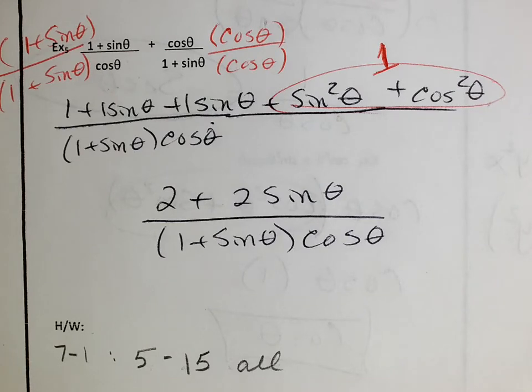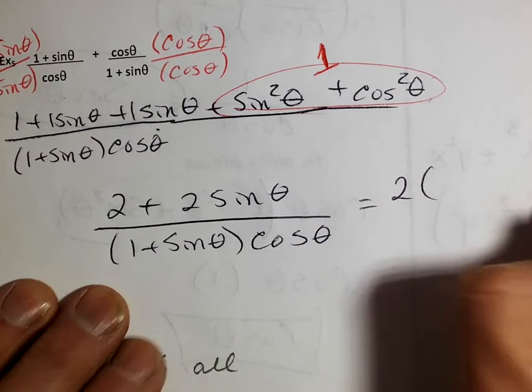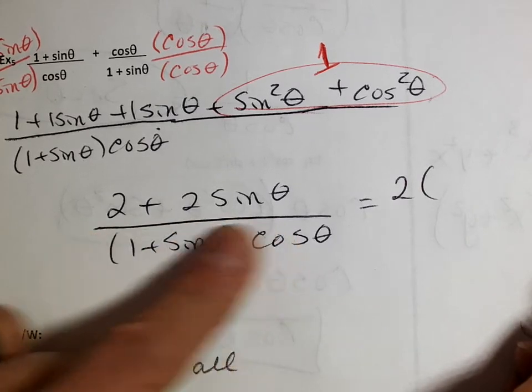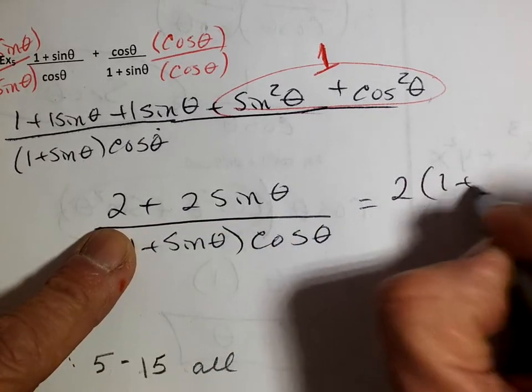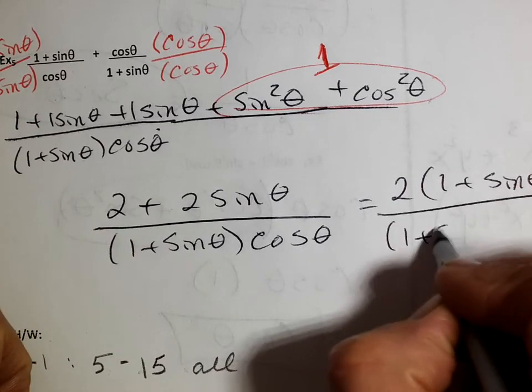Does anybody see anything? Can't you cancel out the sines? No, not yet. What do they have in common on the numerator? Don't they have a 2 in common? What if I factored out a 2? If I took out a 2, what's going to be left over? Oh, 1 plus sine. How's that going to help?